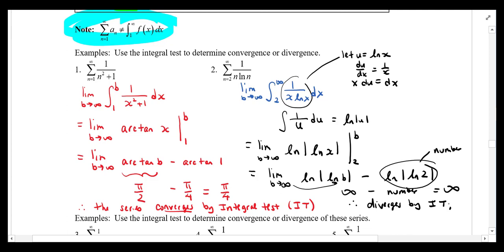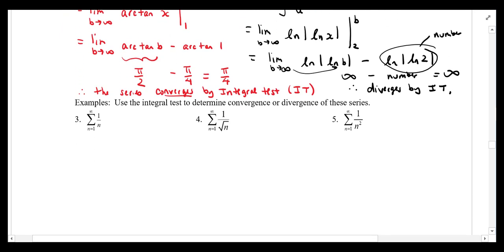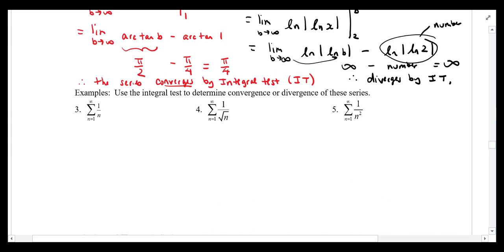All right, that's how you do this. I'm going to ask you now to try the next 3 examples, 3, 4, and 5, because I think you can do this now. You don't really need me. You can do integrals. You can tell if it's a number or infinity and tell me if it's converging or diverging. So I'm going to ask you to press pause. You know that famous pause. Try these yourself, and once you're done, come back and check the answers with me. All right then, press pause.